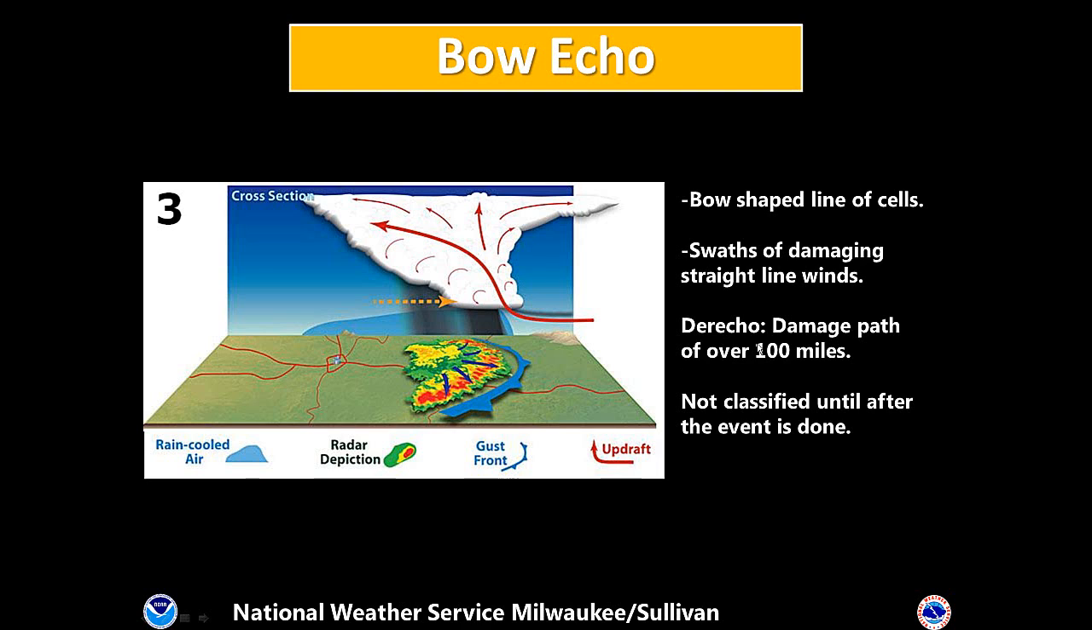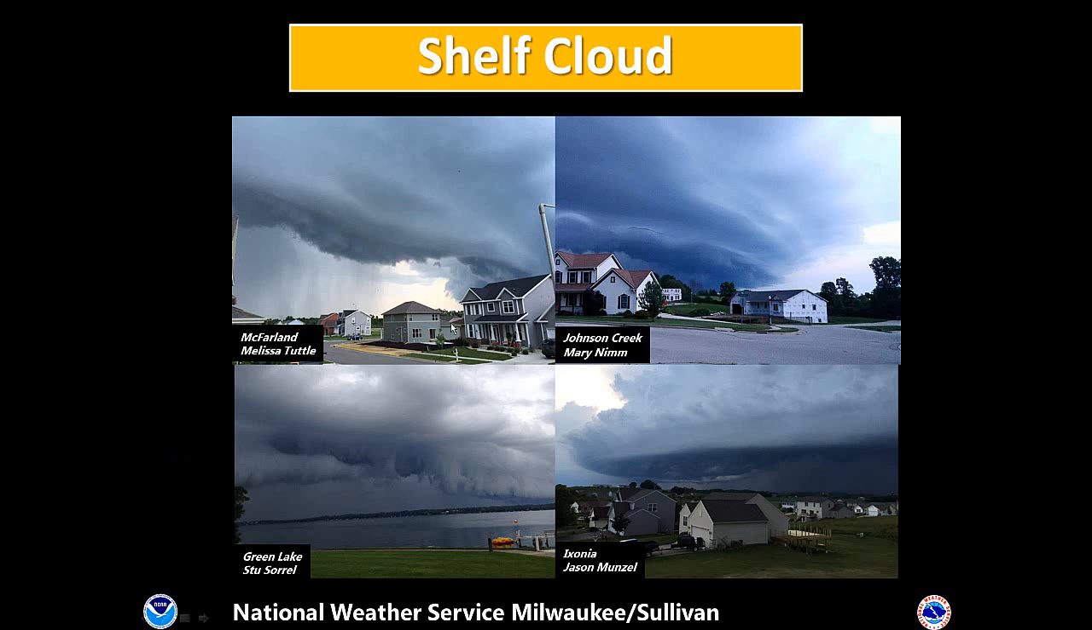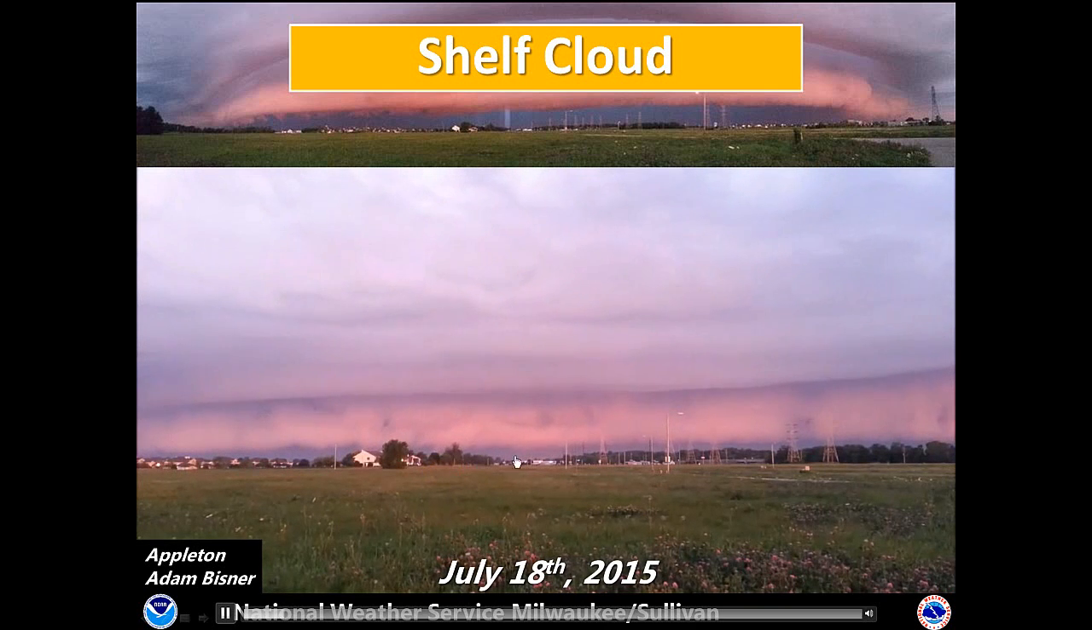The technical definition of a derecho is when there's damage from a storm like this of over 100 miles. So we don't classify that until after the event is done. One of the features you might be able to see with a storm like this is a shelf cloud. You do not need to report that because we do not know the difference between one shelf cloud and another, and whether you can get severe weather out of one compared to another. It looks really cool, but unfortunately we can't gauge anything from it, so you do not need to report shelf cloud to us.